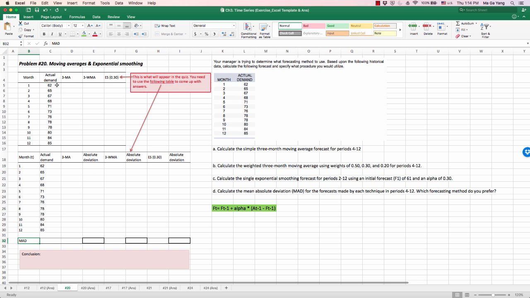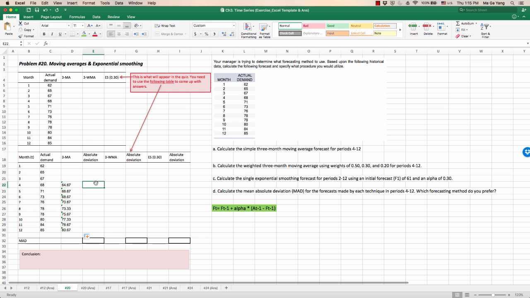Okay, now actual demands are given. Using that, we have to forecast the value. Starting with the 3 months moving average. Starting with month 4, we are taking the average value of the past 3 months to forecast month 4, and copy the formula. They are asking to calculate the simple 3 months moving average for period 4 through 12.